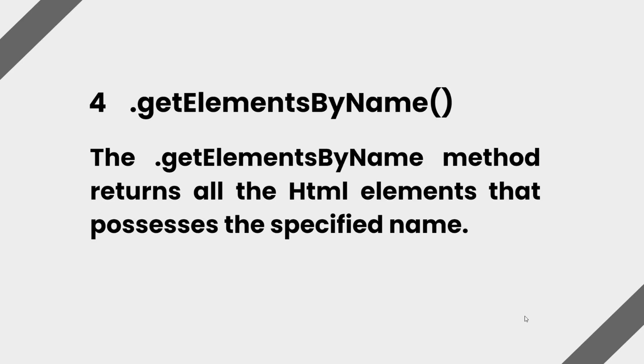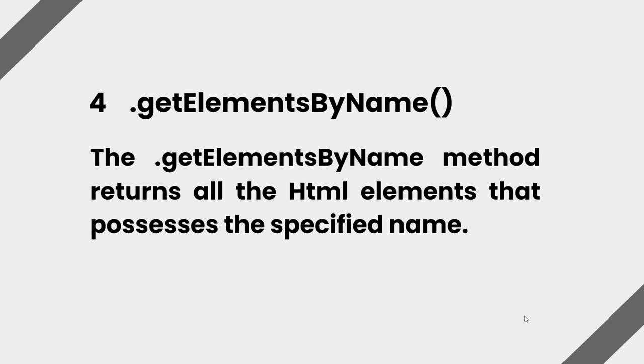Now, the fourth method we have here is the getElementsByName method. So the getElementsByName method actually returns all the HTML elements that possess the specified name. So here we already know that some HTML elements have this name attribute, and so this particular method actually works for those elements, and it returns all the HTML elements.